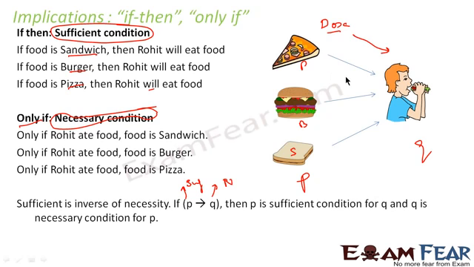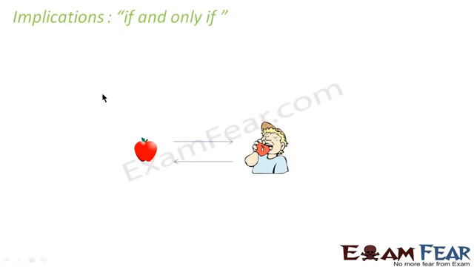food is pizza or not, then the first condition you will check is whether Rohit ate food or not. If this condition is satisfied, then only you can tell whether he ate pizza or not. So this is a necessary condition, and sandwich, burger, pizza are all sufficient conditions. So if and then is a sufficient condition, and when you say only if, it becomes a necessary condition. Now we'll talk about if and only if.